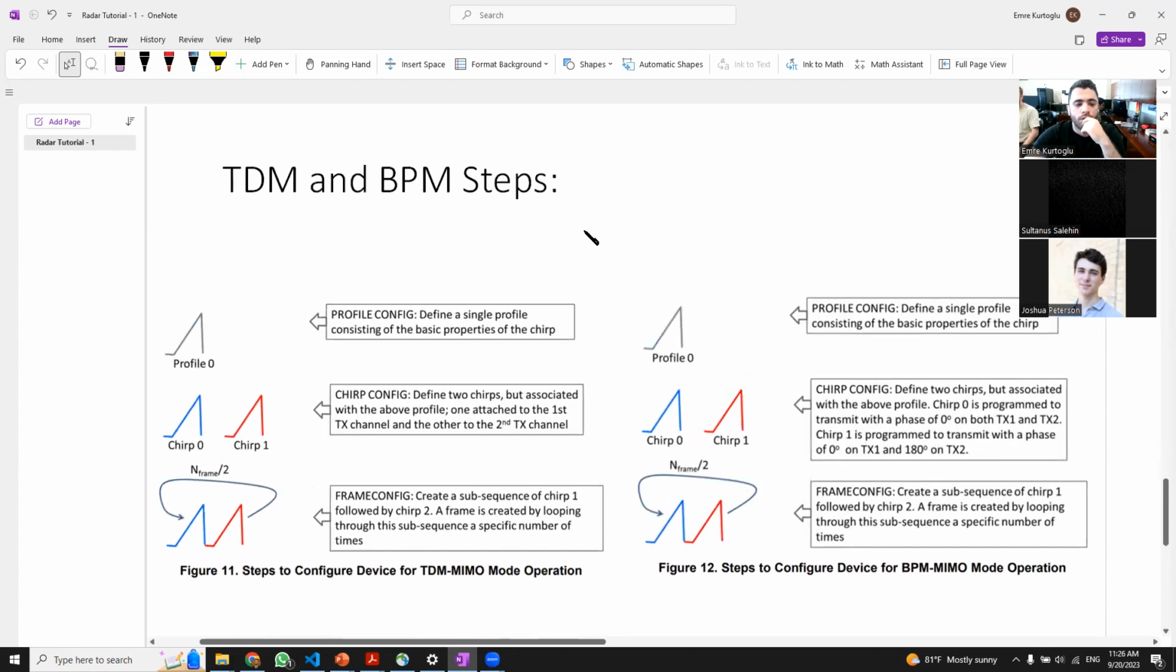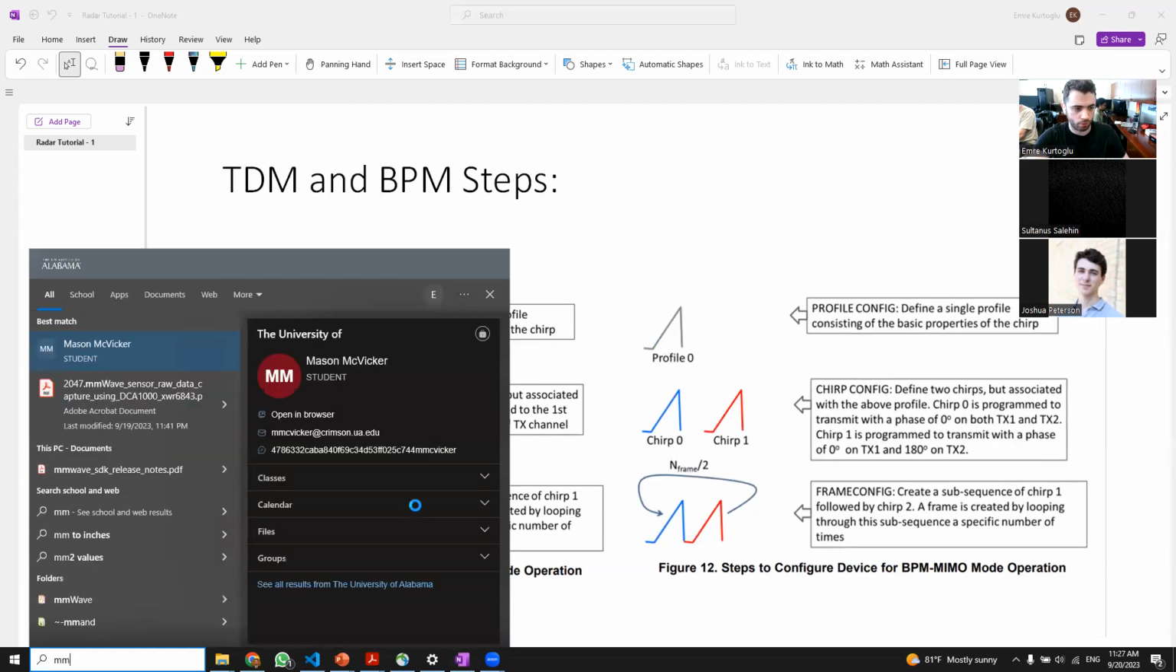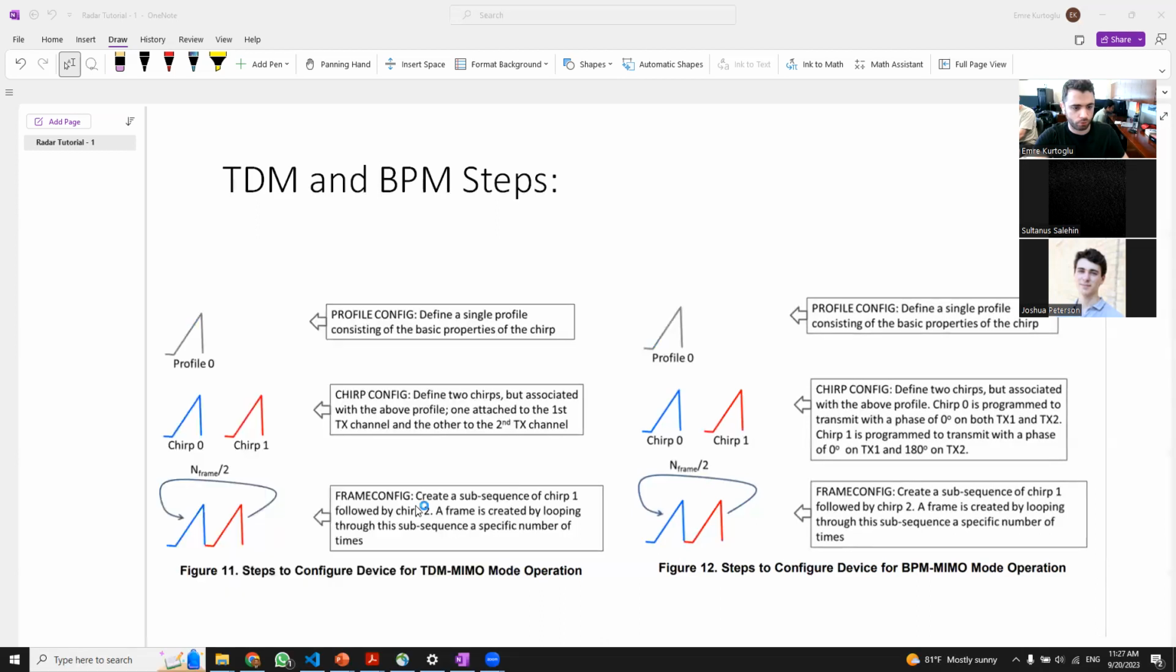So now, when we were talking about chirps, chirps have certain specifications, as we said, like the number of ADC samples you take, your slope rate, your chirp duration, etc. Those things are configured in a window called profile config in mmWave Studio. Maybe I should just open mmWave Studio and then show it to you.